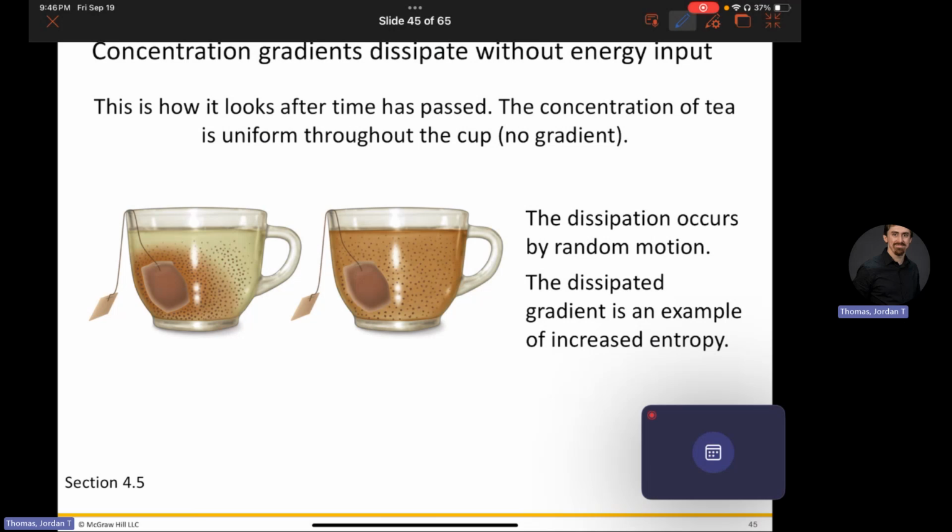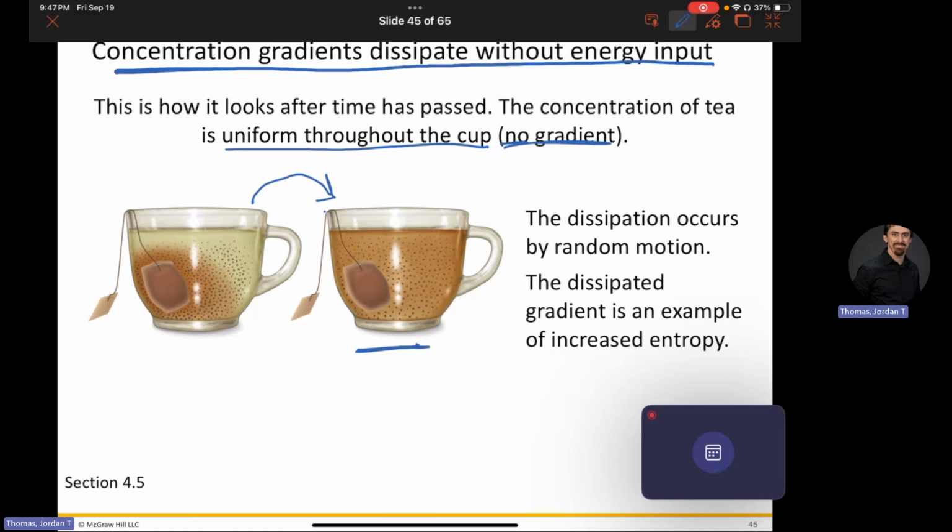Concentration gradients dissipate without energy input. They naturally will go away. This is how it looks after time passes. The concentration of tea is uniform throughout the whole cup. No gradient is left. So in order to go from the first cup to the next, we see that in the next one here, the tea is nice and uniform through the cup. There's tea everywhere through the cup. So that is when we have no more gradient.